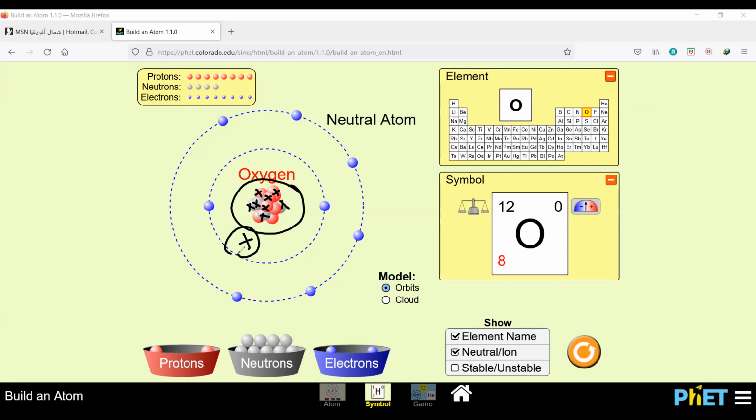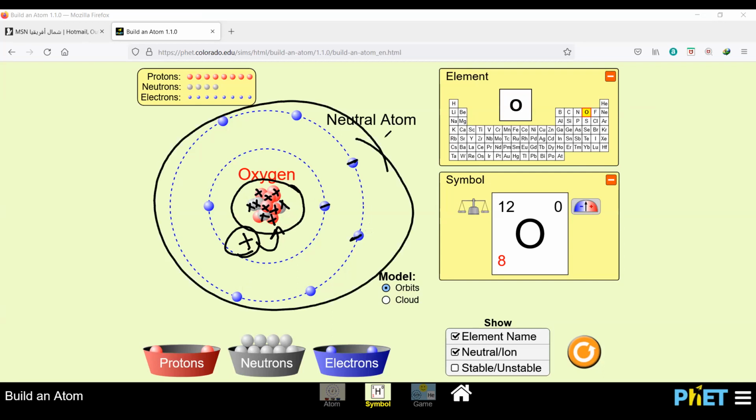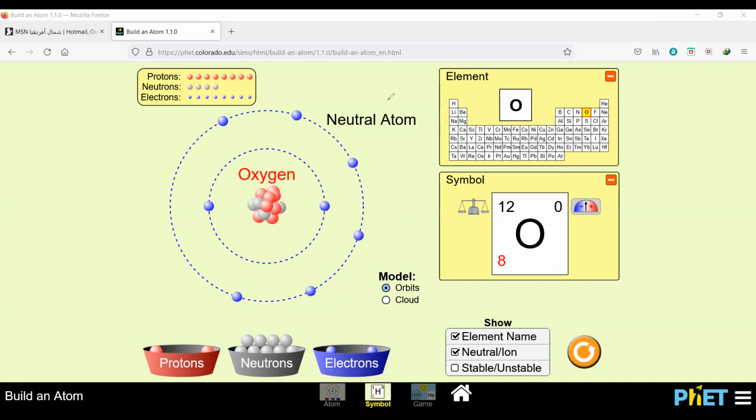So what is the charge of the nucleus? Positive, right? The charge of the nucleus is positive because it consists of positive protons and neutral neutrons. And the electrons are negative. That's why the whole atom is neutral. Why is the atom neutral? Because the number of negative electrons equals the number of positive protons. That's why the atom as a whole is neutral.